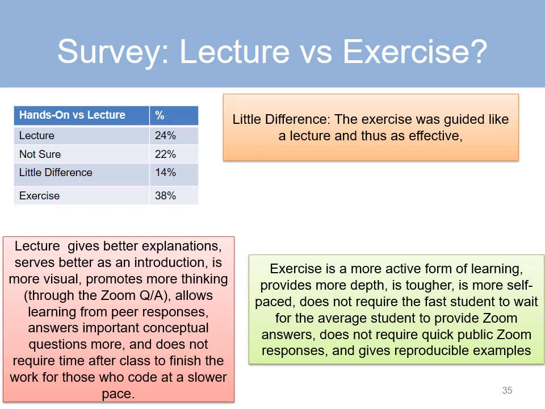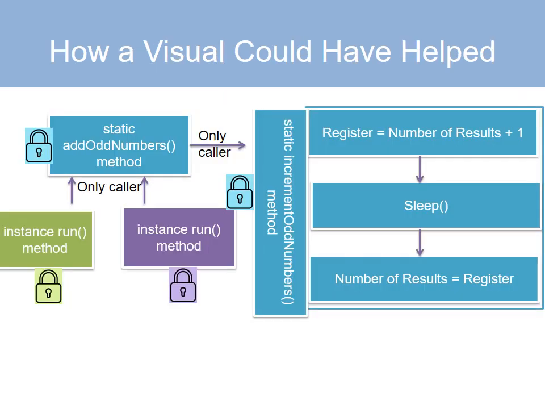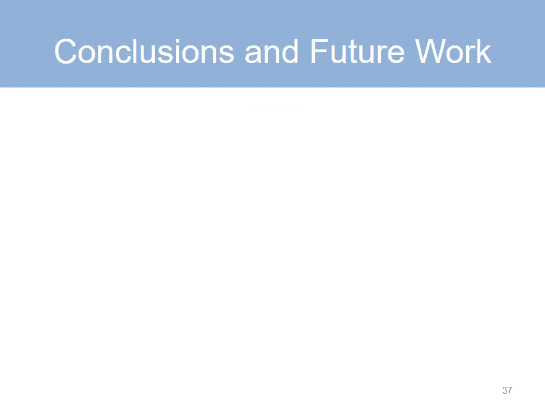I would have personally given this answer. This was my perfect answer. It says, look, it was guided like a lecture, so this is as effective. That's what I thought it was. And one of the not sure reasons was, look, I want a hybrid model with the visual lecture introduction. And that makes sense. I showed you guys different colored locks here to show that each instance had its own lock. I couldn't show that in my Eclipse programming environment. So if you had time, maybe you could add this on.